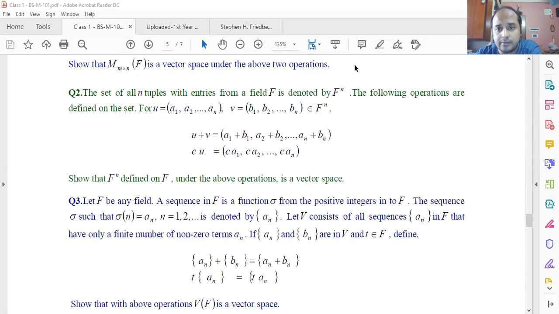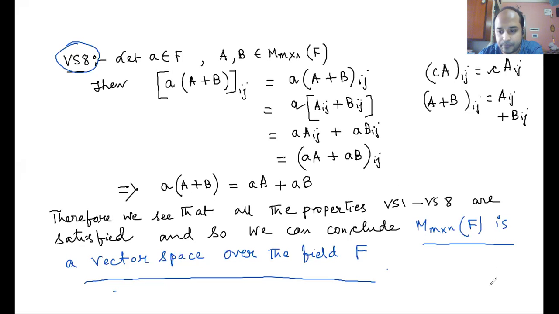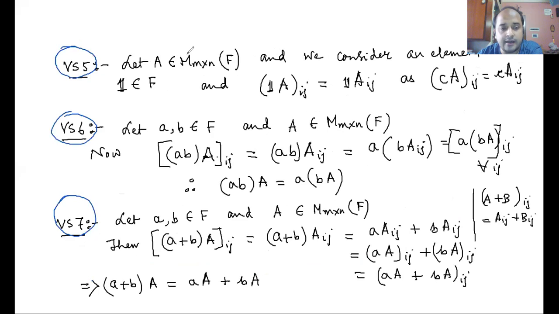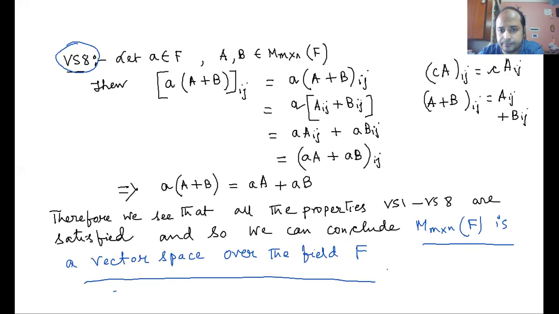Let's go back to the whiteboard. See, VS5 is there. I have selected a matrix from this particular collection, and we consider an element 1 belonging to F. 1 is a scalar. Suppose I'm writing here, you'll understand. Suppose you are taking a matrix capital A, and your matrix elements are like this: 0, i, i, 0. What is this matrix? This matrix is not a real matrix. It is not a real matrix.